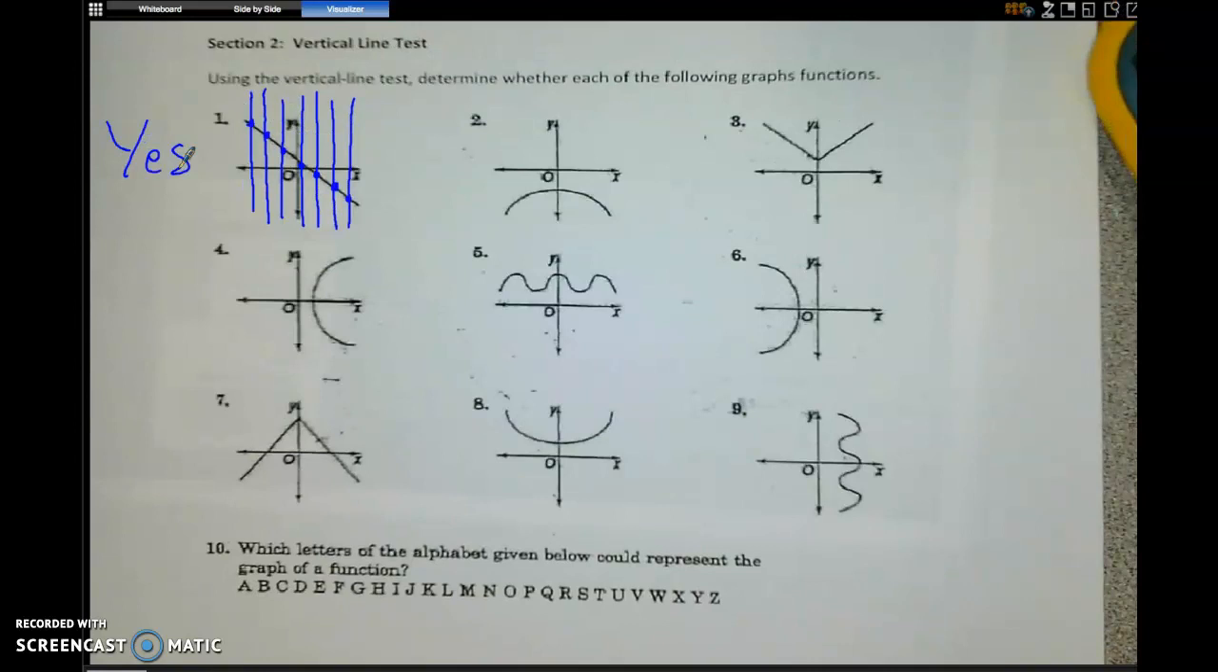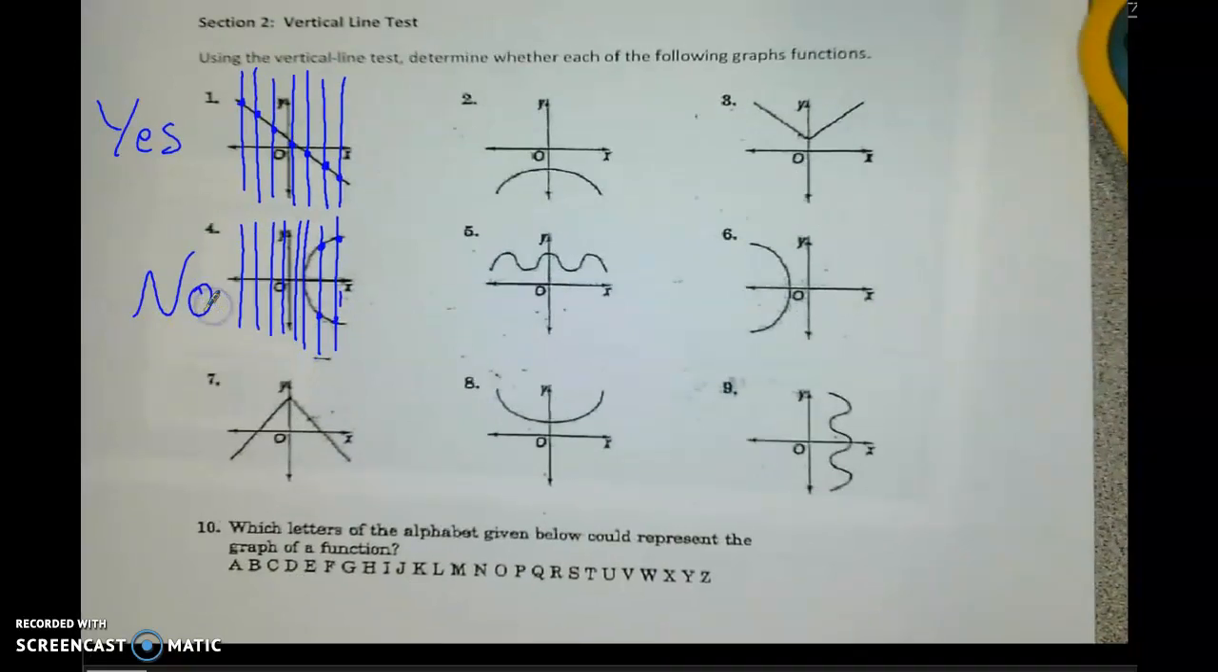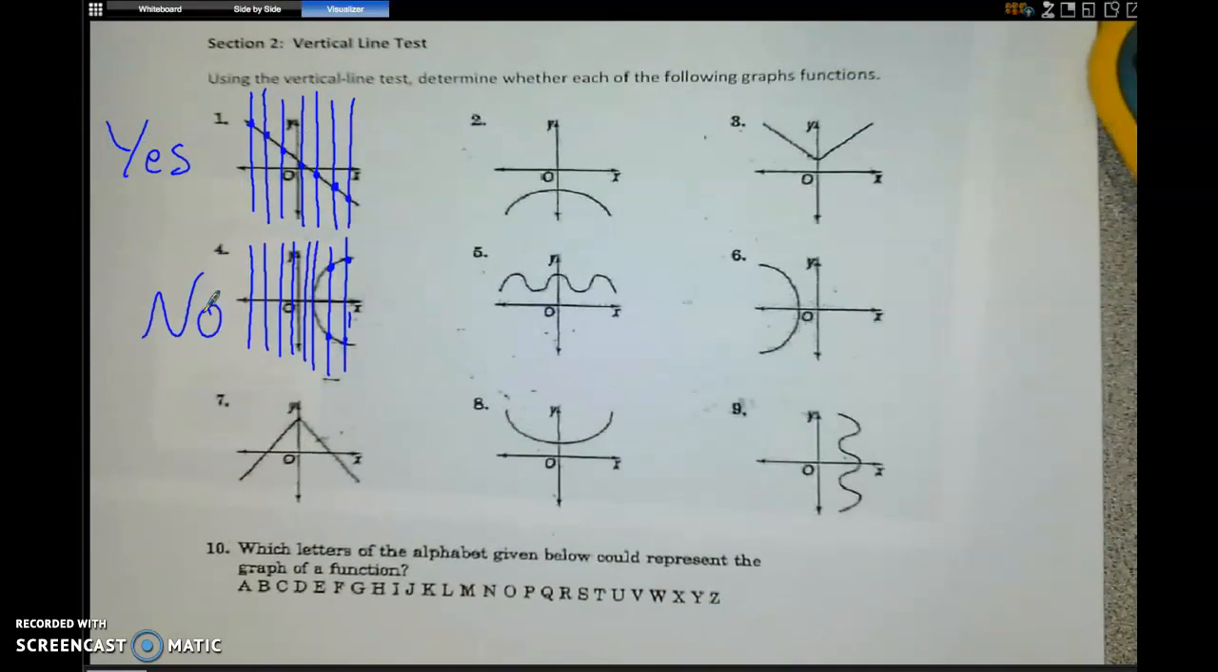Now, let's look at number 4. If we do the vertical line, okay, I'm not touching it anywhere yet. Then I go, and right here, it touched it in 2 places. Okay, so number 4, is it a function? No, it is not. Go ahead and finish up number 5 and number 6.